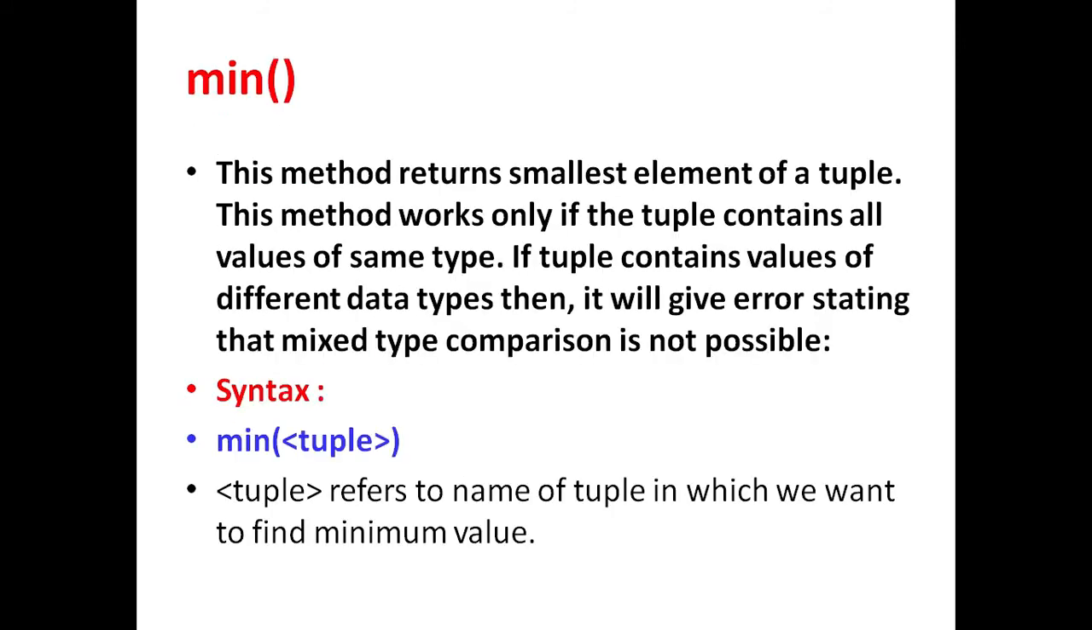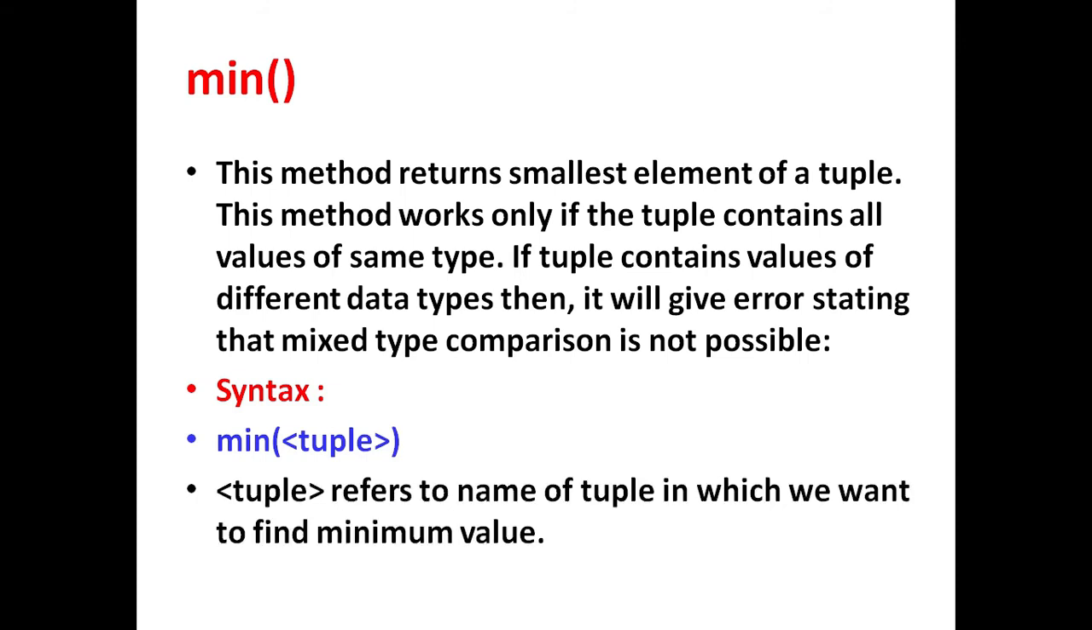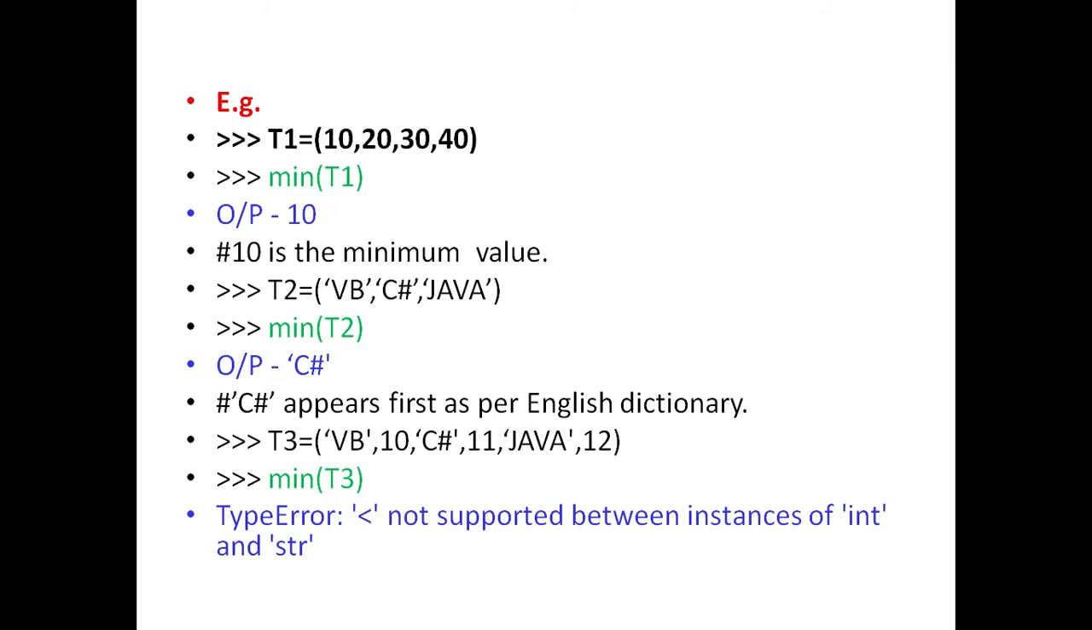Next is the min function. This method returns the smallest element of a tuple. This method also works only if the tuple contains all values of the same type. If the tuple contains values of different data types, then it will give an error. General syntax is min and tuple, where tuple refers to the name of the tuple from which the user wants to find the minimum value. For example, if a tuple is defined with elements 10, 20, 30 and 40, and if we use the min function with t1, it will give the output 10, since 10 is the minimum value from that tuple.